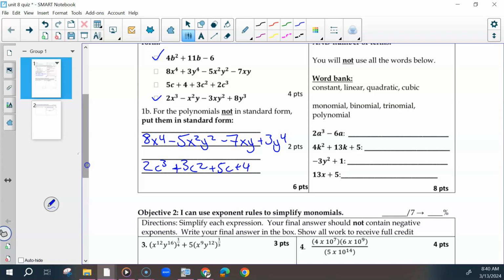So the 4 points up here were, did you get the correct ones and not choose the incorrect ones? And then the 2 points down here, did you fix the two correctly? For a total of 6. Questions on any of that?